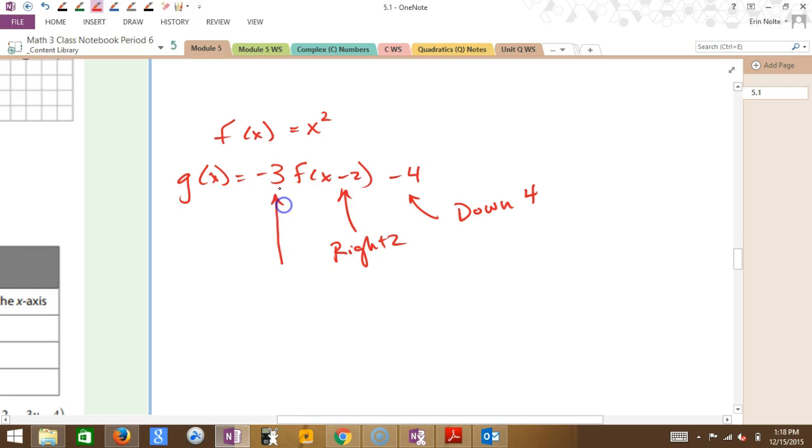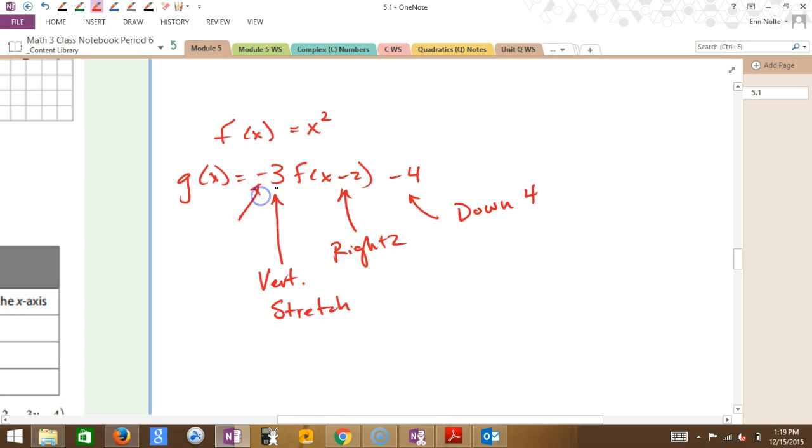Okay, what is the 3? Ignore the negative for a second. What's just the 3 going to do? Skinnier. Okay, so let's say vertical or horizontal? Vertically, because it's on the outside. And is it going to pull it away? Stretch or compression? Stretch. Good. So vertical, vert.